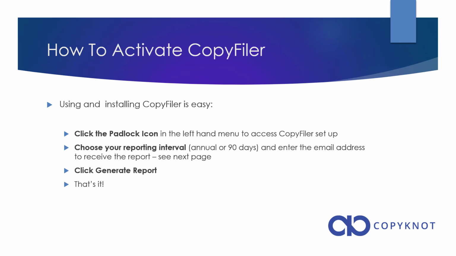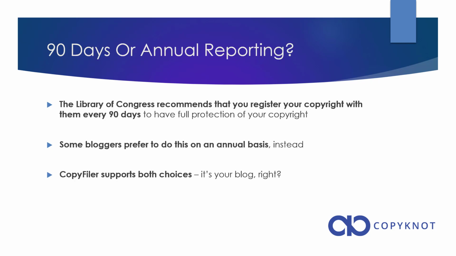Activating CopyFiler is also very easy. You click the padlock icon, which has now appeared in the left-hand menu, to access the CopyFiler setup. You choose your reporting interval, which is either annual or 90 days. We'll look at that in just a minute on the next page. And you enter your email address to receive the report. Then you click Generate Report, and that's it.